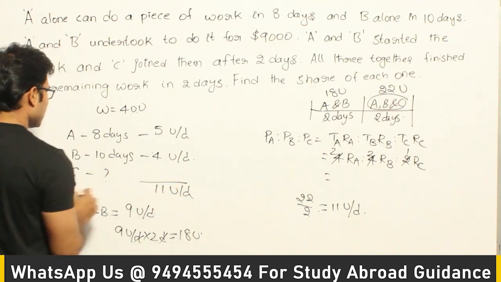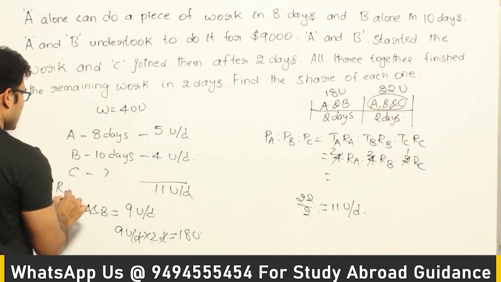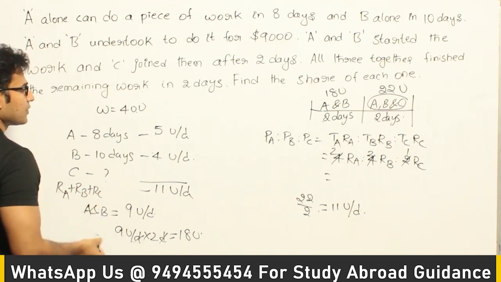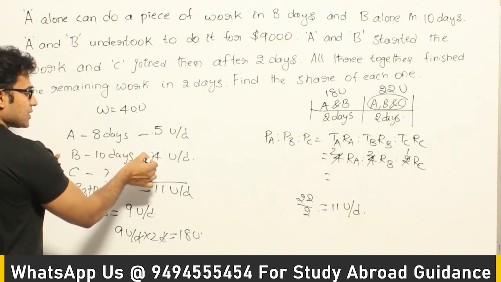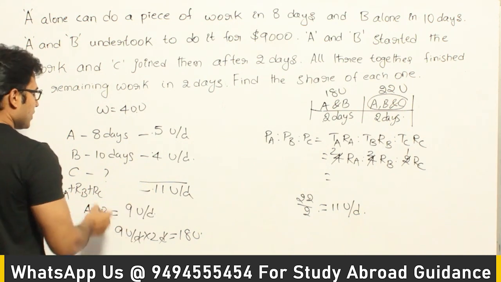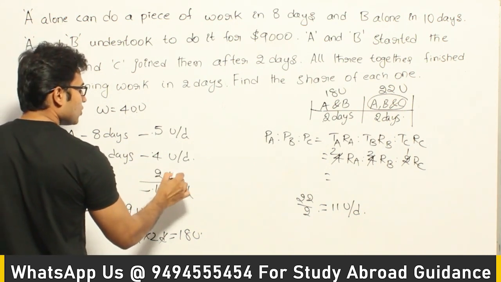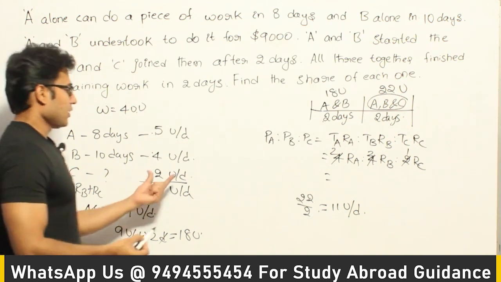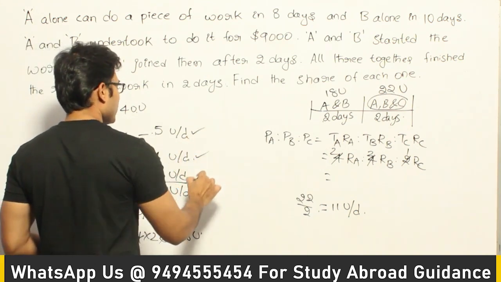Are you getting this? Rate of A plus rate of B plus rate of C, all of them put together, is equal to 11. Now rate of A plus rate of B is 9. All of them put together is 11. Therefore, rate of C is 2 units per day. Got it? Okay, now we have rate of A, rate of B and rate of C.